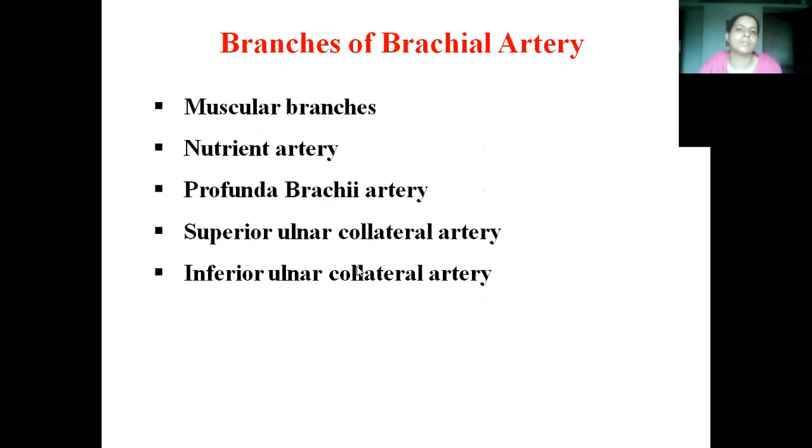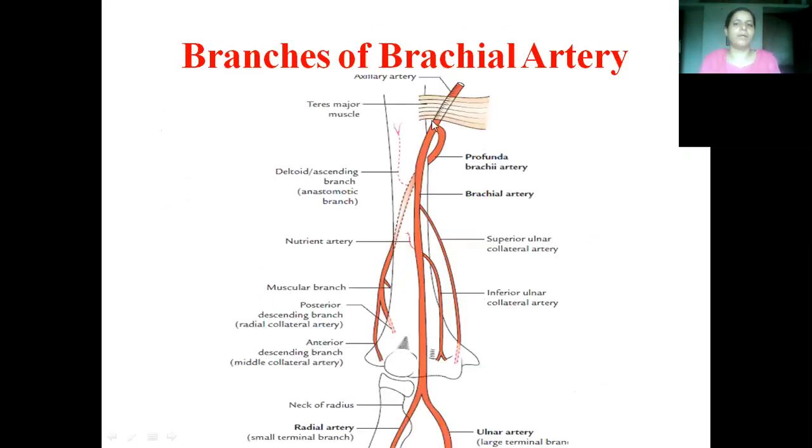Now coming to the branches of the brachial artery, we have muscular branches, nutrient artery, profunda brachii artery, superior ulnar collateral, and inferior ulnar collateral. Now see here, this is the brachial artery, continuation of the axillary. The extent is from the lower border of teres major to the neck of the radius. The whole thing is brachial artery. See the branches? Like for the femoral artery, I gave you the name profunda femoris. For the brachial artery, we have profunda brachii.